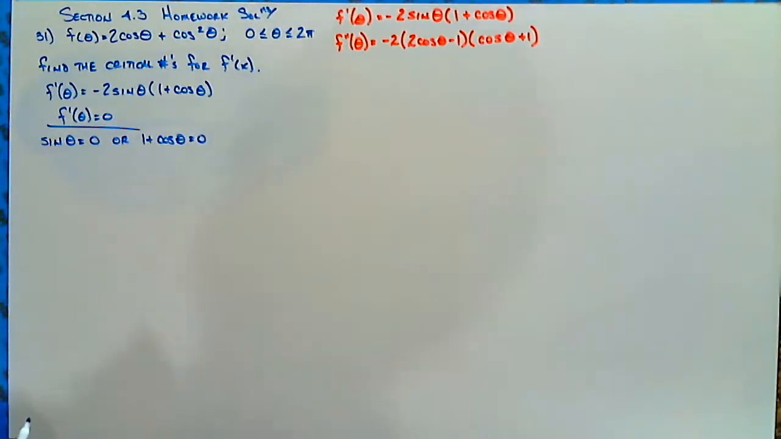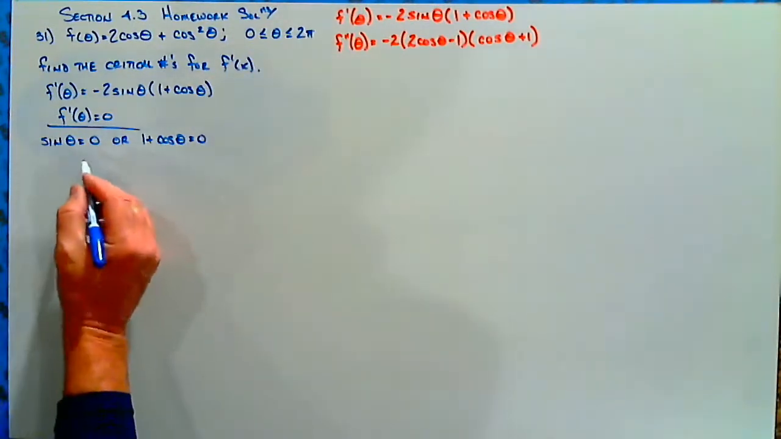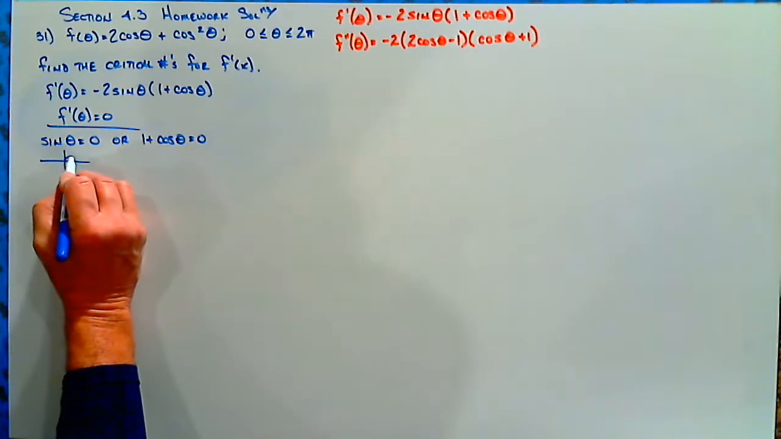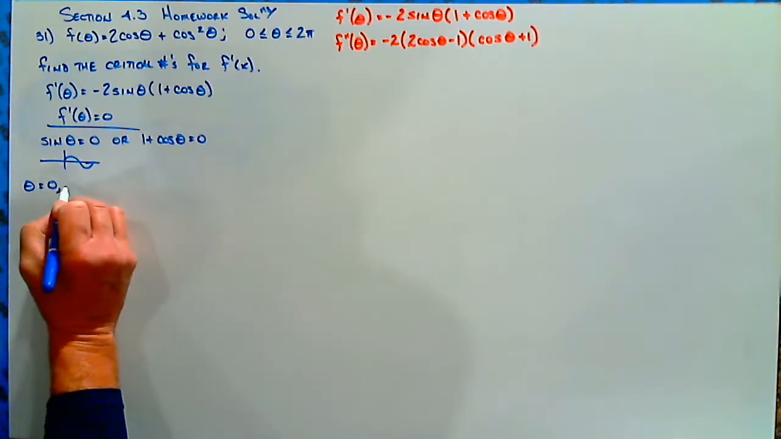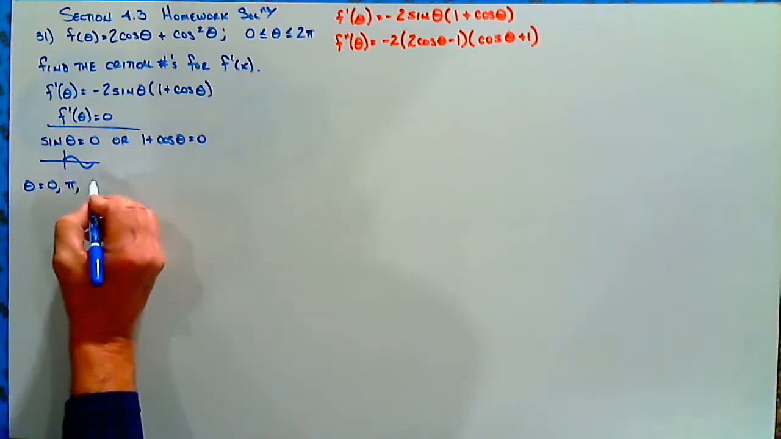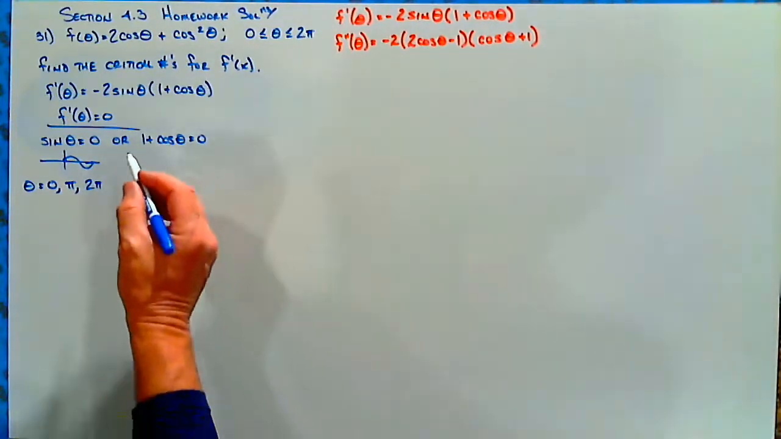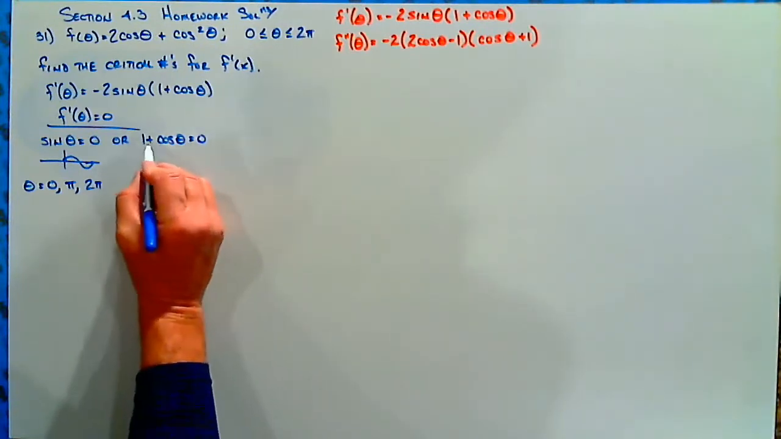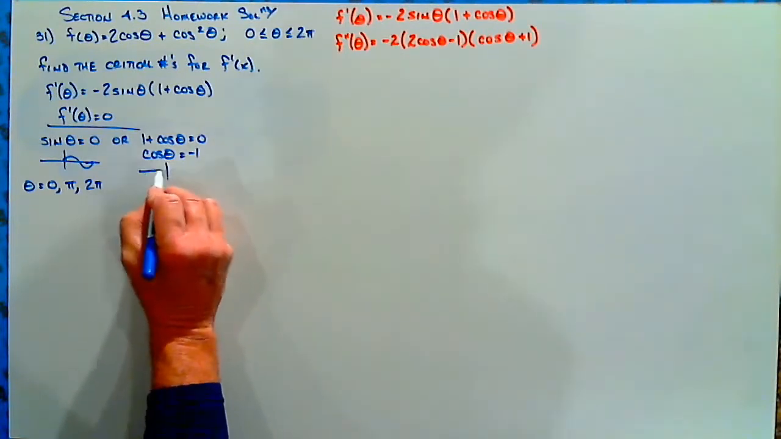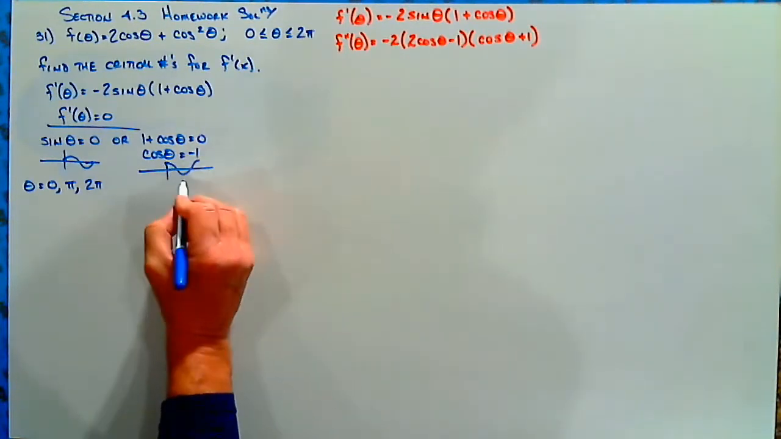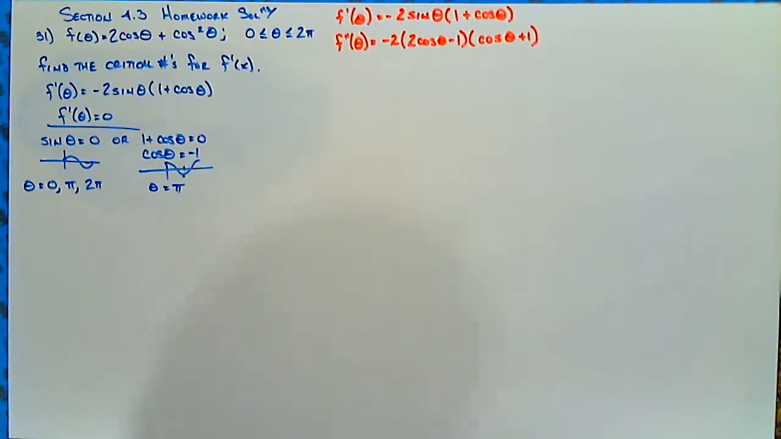Now, when does sine theta equal 0? Well, remember, we're restricted on our domain from 0 to 2 pi. So if we draw a quick graph of sine, we can see that sine theta equals 0 gives us theta equals 0, theta equals pi, and theta equals 2 pi as our possible critical values. What about cosine theta equals 1? Well, that's not cosine theta equals 1, is it? That's cosine of theta equals negative 1. If we draw a quick graph of cosine, that's going to give us theta equals pi. So those are our critical numbers.